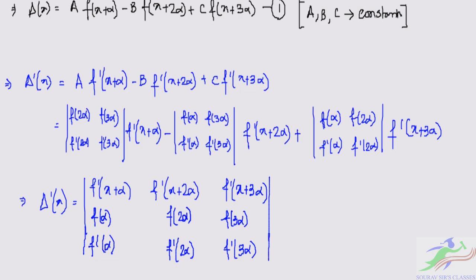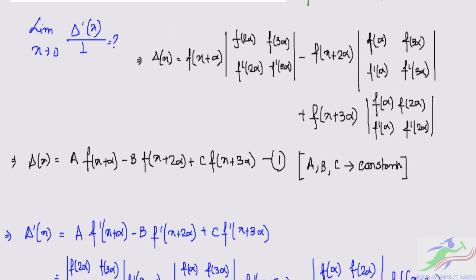Now we have to find the limit as x tends to 0, not infinity, of del prime x by 1. If we put x equal to 0 in del prime x, the first and third rows will be the same, so the determinant will be 0, and it is divided by 1. So the answer of the limit is 0.